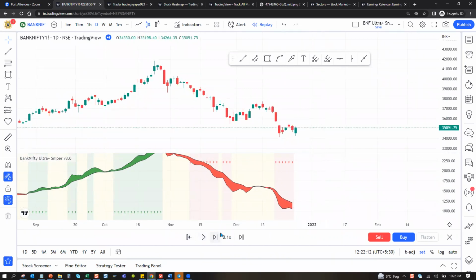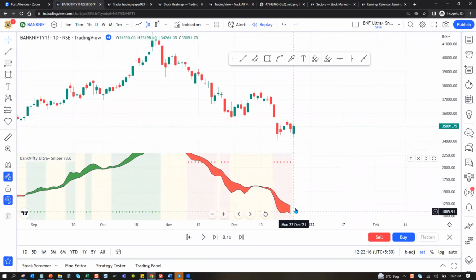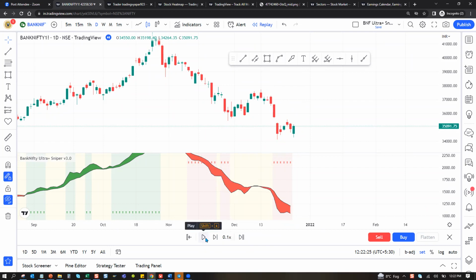Okay. It's for beginners, I'm telling. We'll only react when the color changes. As simple as that. Okay, so we'll keep the speed very low because we are in a demo testing right now, and we'll play this button. Okay, and we'll do buying and selling.